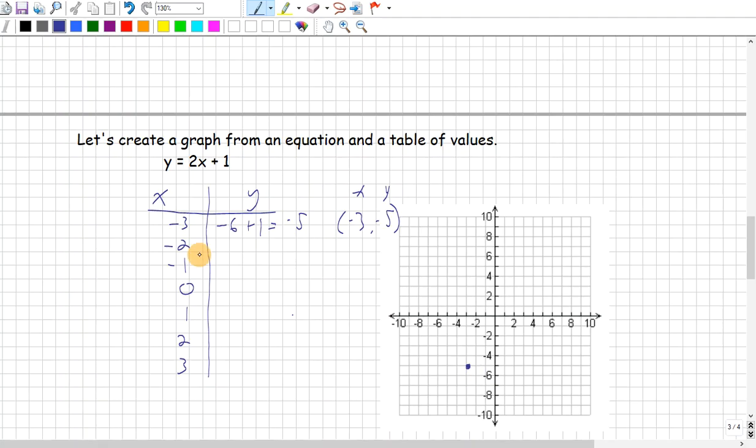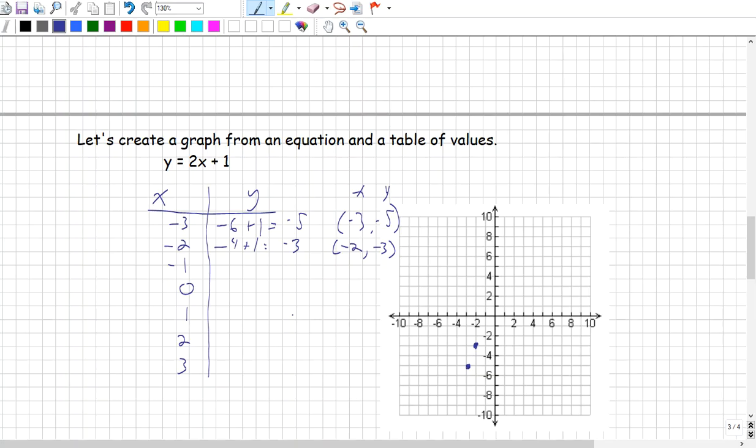The next value, -2, plug it in. So -2 times 2 is -4. And -4 plus 1 is -3. So I get the point -2, -3. So I go over to -2, and then I go down 1, 2, 3, and I put my next point at -2, -3.